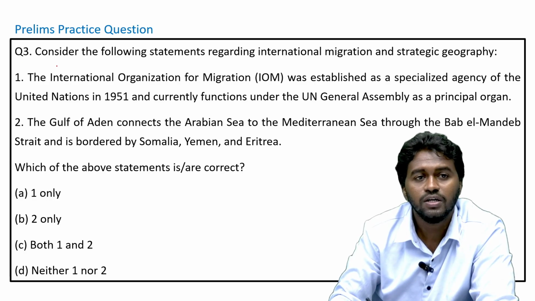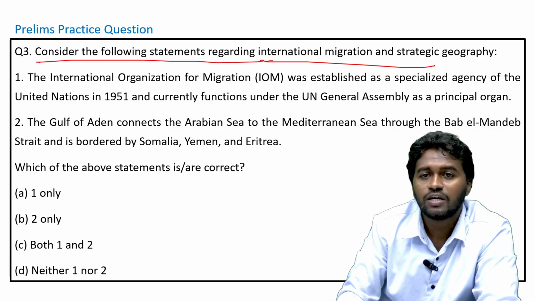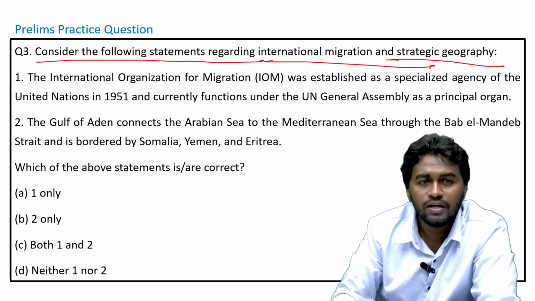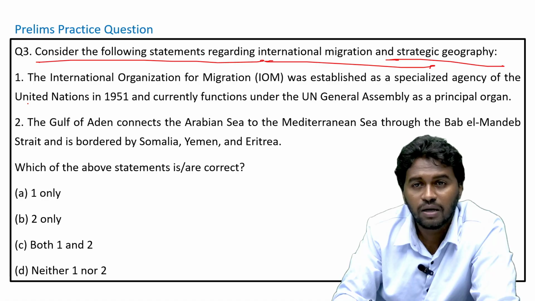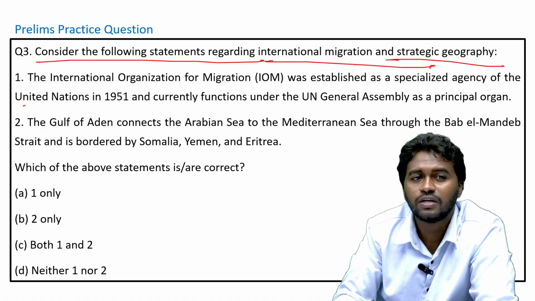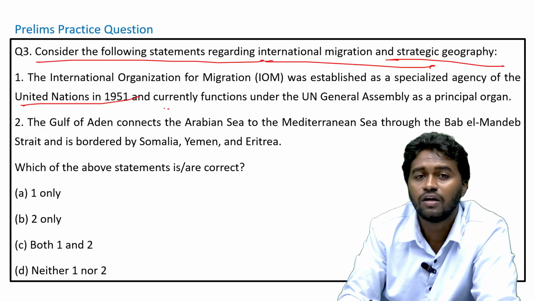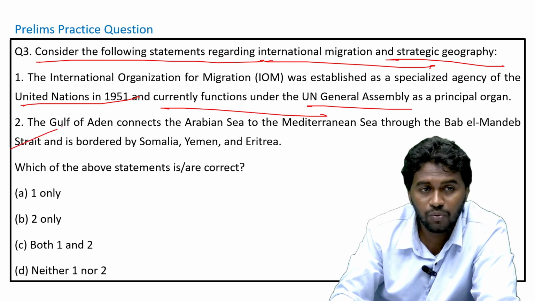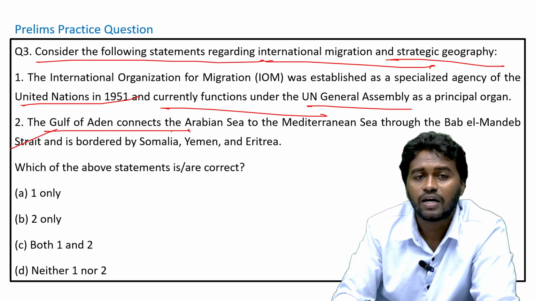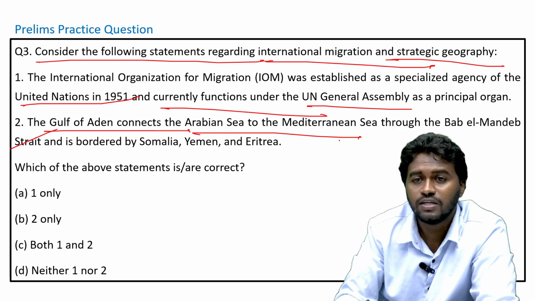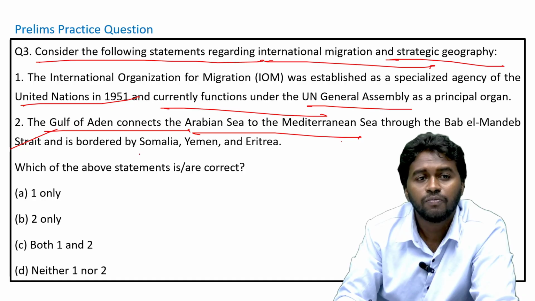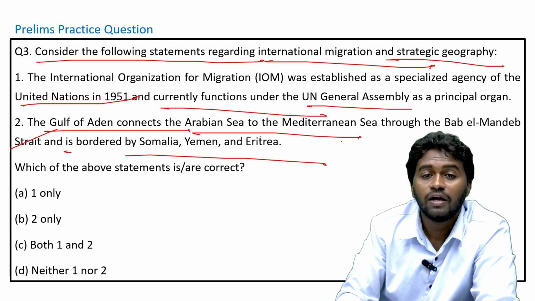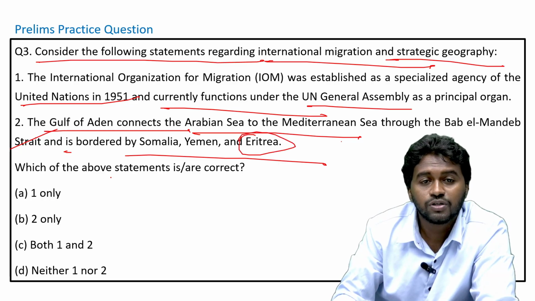Coming to the third question, consider the following statements regarding international migration and strategic geography. Statement 1, the International Organization for Migration was established as a specialized agency of the United Nations in 1951 and currently functions under the United Nations General Assembly as a principal organ. Statement 2, the Gulf of Aden connects the Arabian Sea to the Mediterranean Sea through the Bab el-Mandab Strait and is bordered by Somalia, Yemen and Eritrea. Which of the above statements is or are correct?